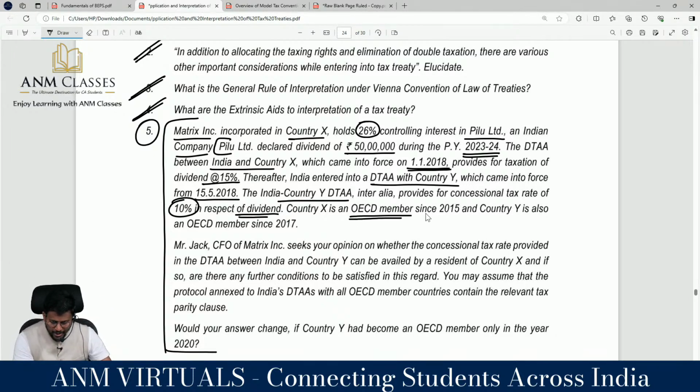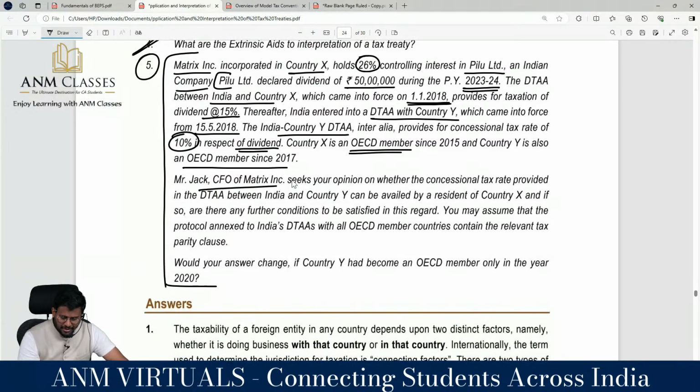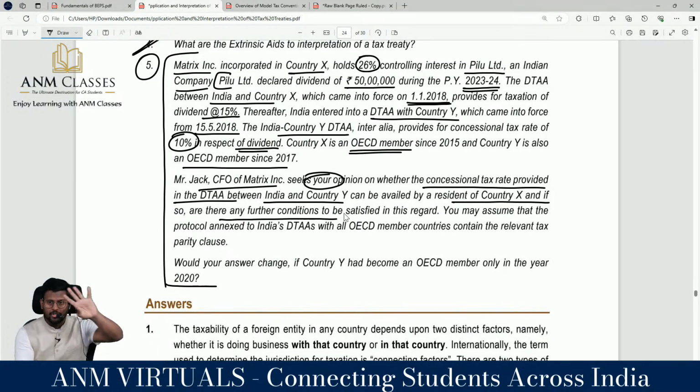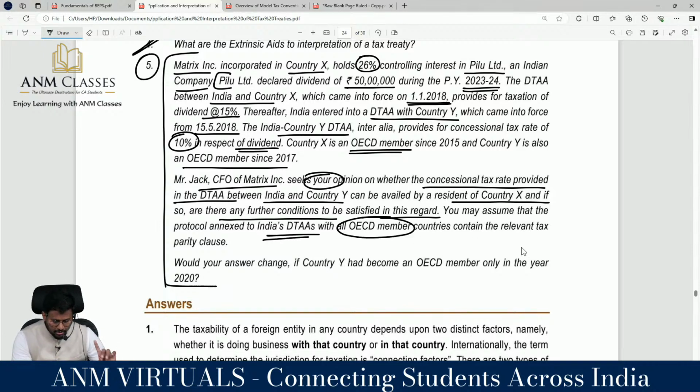Country Y is a OECD member since 2015 and country Y is also an OECD member since 2017. Hello. That means a subsequent party is a OECD member. Condition has been. Mr. Jack, CFO of Matrix Incorporation, seeks your opinion on whether the concessional tax rate provided in between India and country Y can be availed by resident of country X, and if so, there are any further condition? Yes, more condition. To be satisfied in this regard, you may assume that the protocol annexed to India DTA with all the OECD member country contain the relevant parity clause. That's what MFN clause. Hey, what is MFN?